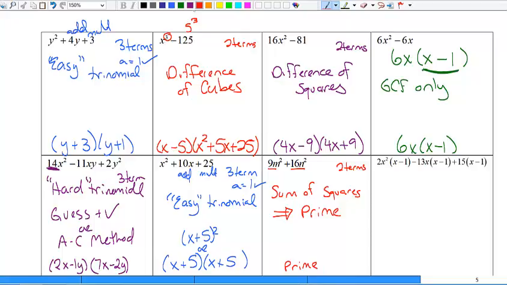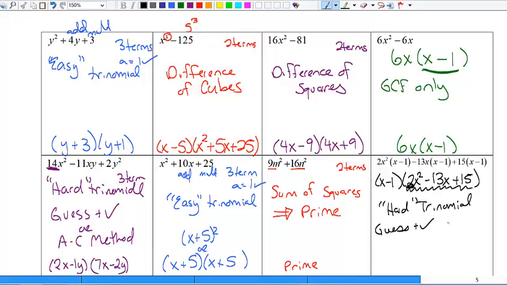On our last problem, it looks like we have a GCF of x minus 1. So once I factor that out, I'm trying to now factor the leftover trinomial. 2, 3, or 4 terms, there's 3. Is it an easy 3 or a hard 3? Well, the leading coefficient is not equal to 1, so this is what we would call a hard trinomial. And you're going to use either guess and check or the AC method.